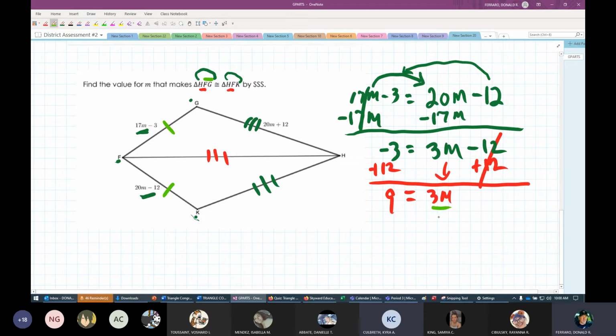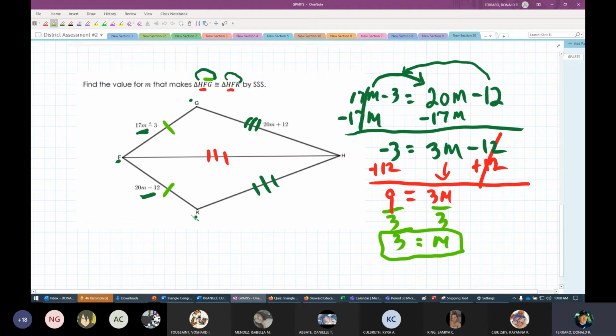Divide by? 3. Yep. So I divide by 3. And now I've got M is equal to 9 divided by 3. So the answer there is 3. Okay. That's the answer for M, which we're going to put back into our guided notes.